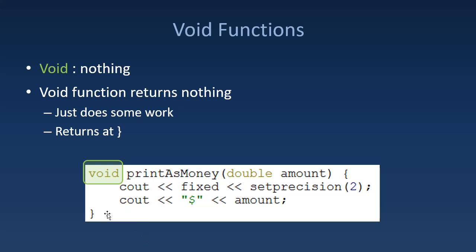If you really want, you can put a return with nothing after it, just return semicolon at the end of your function, but a void function doesn't even need a return statement. Just when it gets to the closed curly brace, it's going to return back to wherever we called it from. So now for some rules about writing functions that work well and are easy to understand and maintain.